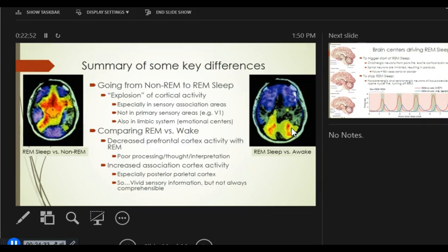If you're comparing REM versus being awake, you have not a lot of prefrontal cortex activity, so you have poor processing and poor thought, poor rational interpretation. But you have lots of association cortex activity, especially in the posterior parietal cortex. So maybe you've got a lot of vivid sensory information, but it's not always comprehensible, and you're not interpreting it very well, perhaps.